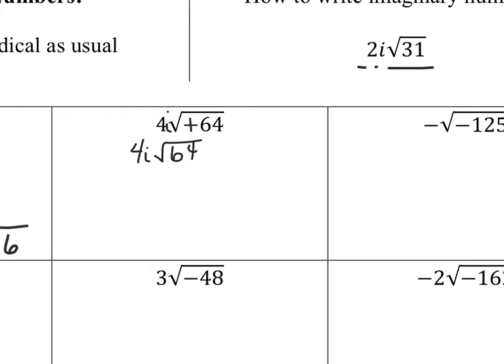Sorry about the sirens. The square root of 64 is 8. It's a perfect square, so it's 4i times 8. And 8 times 4 is 32i.